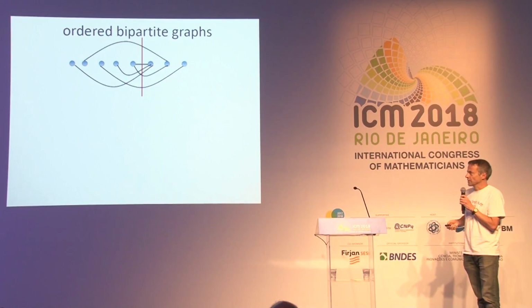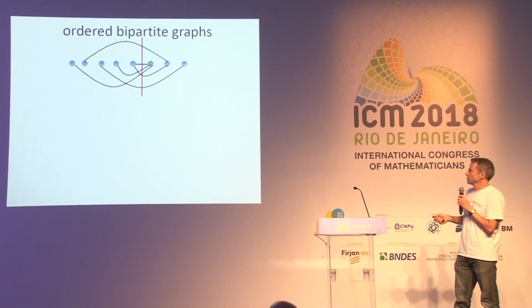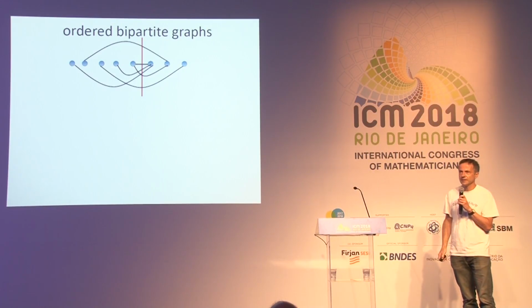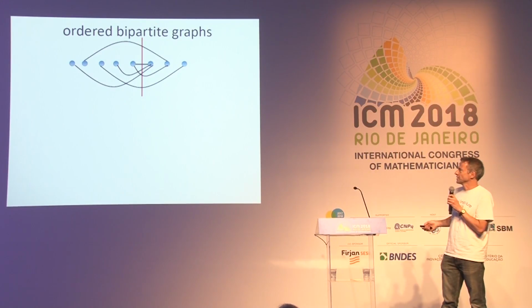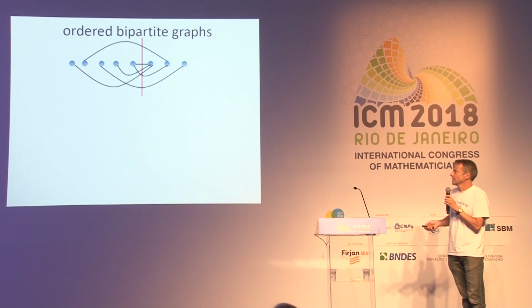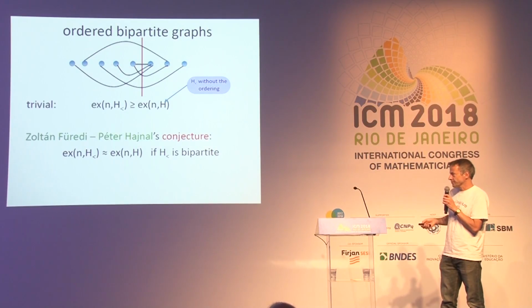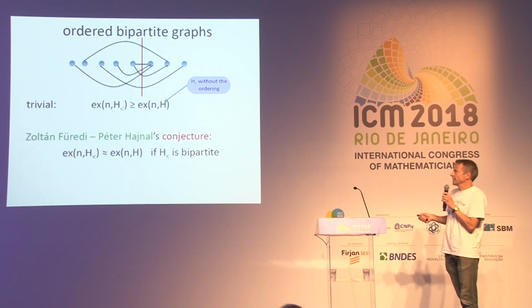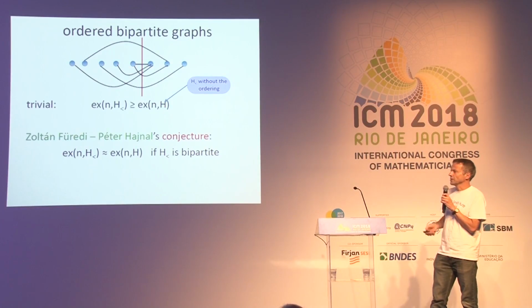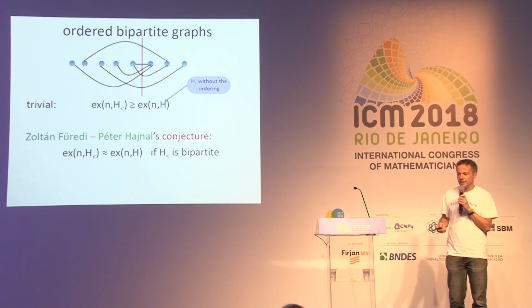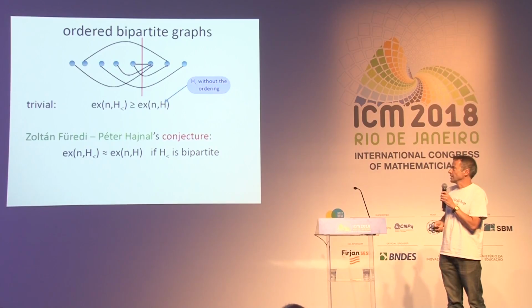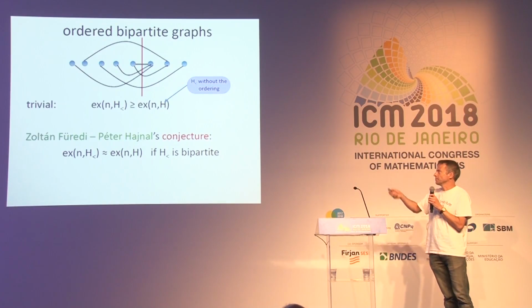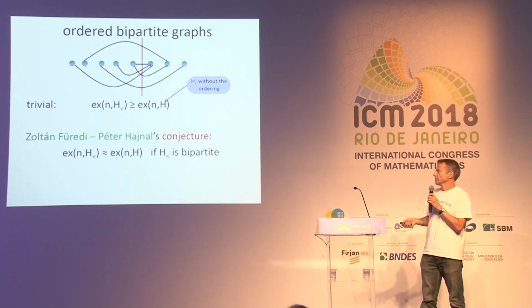So let's take an ordered bipartite graph. So it has 2 intervals, the left vertices and the right vertices. All edges are between the left vertices and the right vertices. And a trivial observation is that the extremal function is at least as big as the extremal function of the unordered version of the same graph. Obviously, because if you avoid all orderings of this graph, then this specific ordering is also avoided.